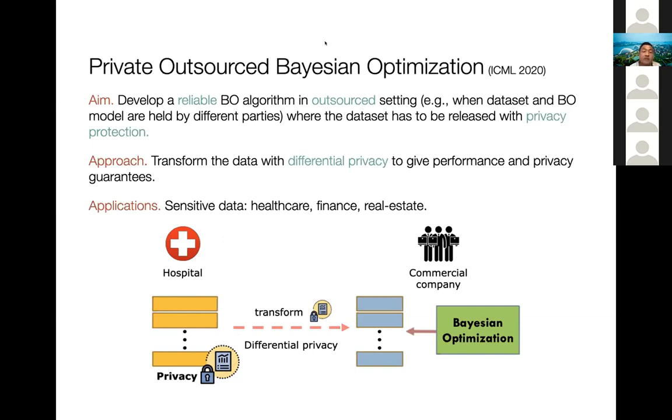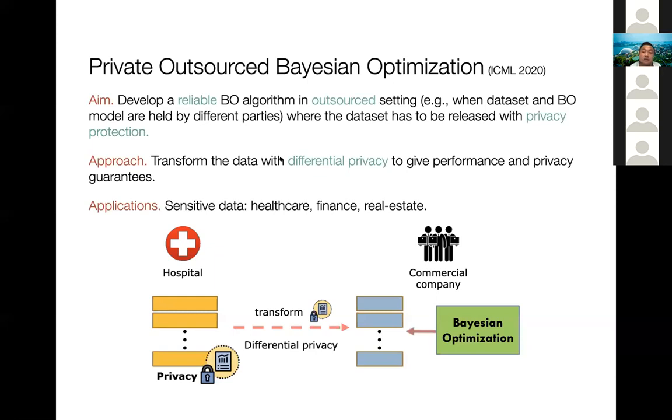Now, in this case, you can imagine that this party who can get hold of the data would want to privatize its data set so that the company it outsourced to would not be able to peek into the raw data. As a result, we applied differential privacy on the data itself. For those who know differential privacy, you know that it amounts to adding noise to the data. How is that going to influence the performance of the optimization?